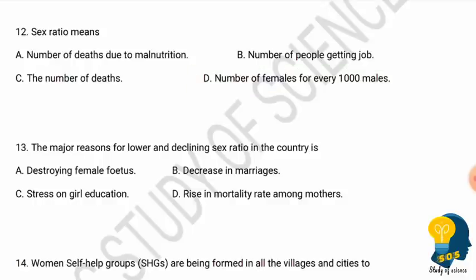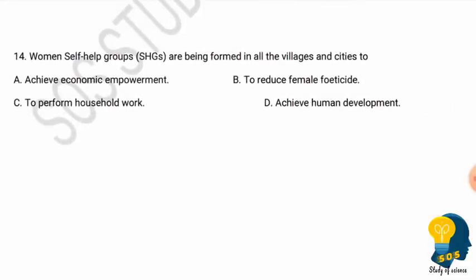The major reason for lower and declining sex ratio in India is, and the options are A. Destroying female fetus, B. Decrease in marriage, C. Stress on girl education, D. Rise in mortality rate among mothers. The right answer is destroying female fetus. Women self-help groups, SHGs, are being formed in the villages and cities too, and the options are A. To achieve economic empowerment, B. To reduce female feticide, C. To perform household work, D. To achieve human development. Right answer is A. Achieve economic empowerment.